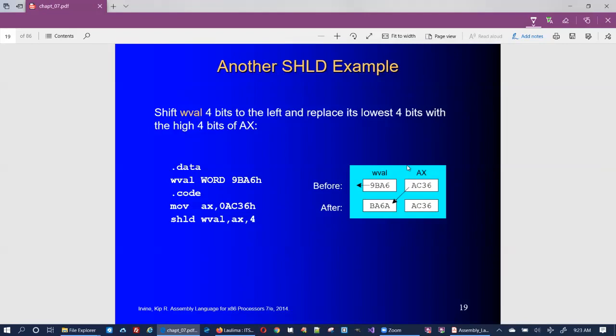Here's another example where we're shifting 4. When we shift 4, it's like we're shifting a whole hex character. So here we had 9BA6, and then the source was AC36, and so they all got shifted up. B, A, C, A. And these stay the same.